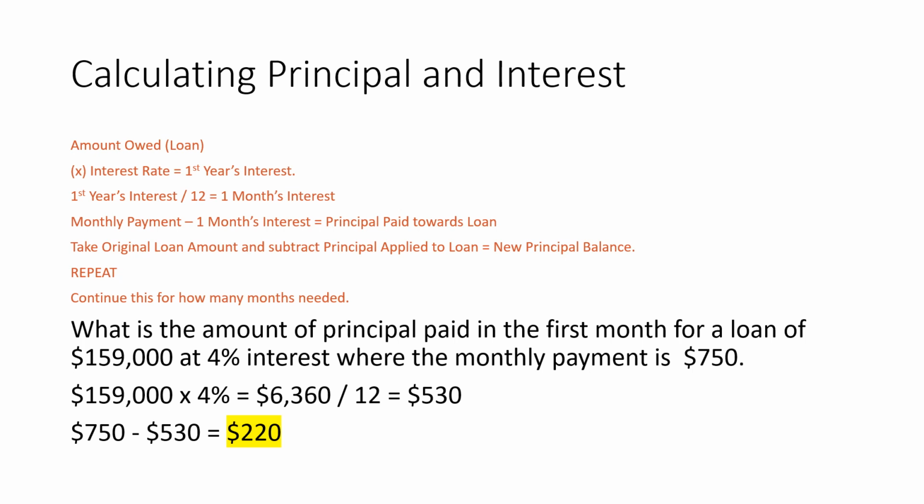So of that payment of $750, $530 is going into the bank's pocket, and the $159,000 is being reduced by only $220 of the $750 payment. And then you just redo it again. Just remember to subtract whatever was paid to the principal before you start the second month, and then just keep doing that again.